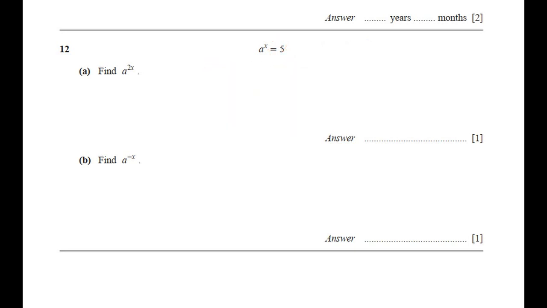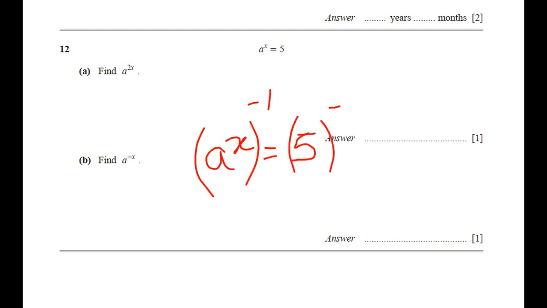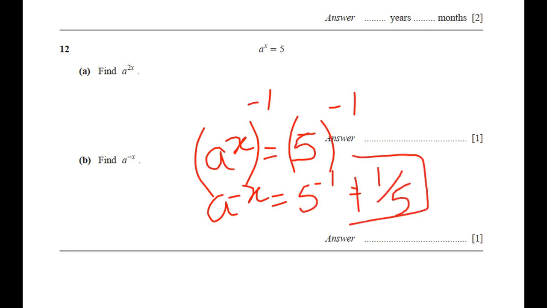Next, we have to find a power minus x. So again, write the original equation. A power x is equal to 5. To change this into a power minus x, multiply this side with power minus 1, and we'll have to do the same for this side. It's just the same as squaring both sides or taking the square root on both sides. So you can take any power as long as you do that to both sides of the equation. So we get a minus x is equal to 5 power minus 1, which is actually 1 over 5, which is the answer.